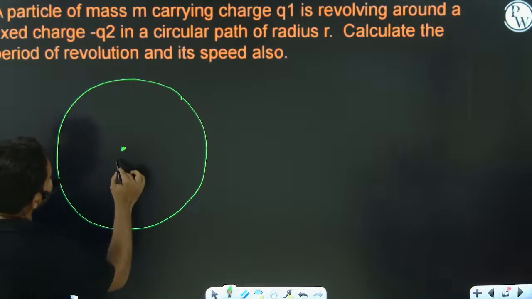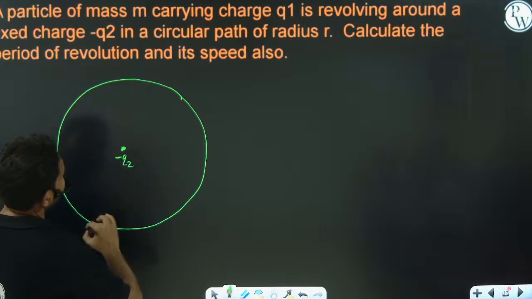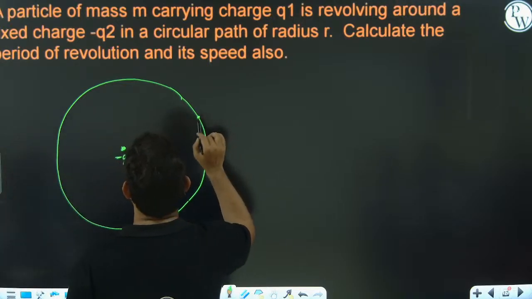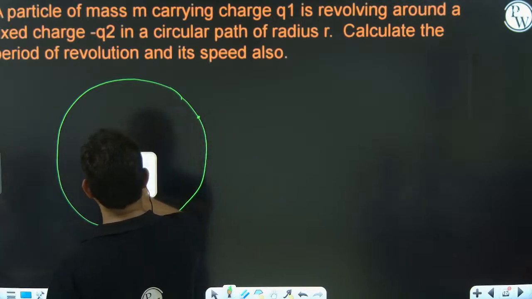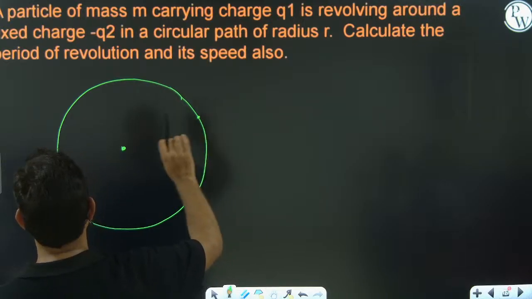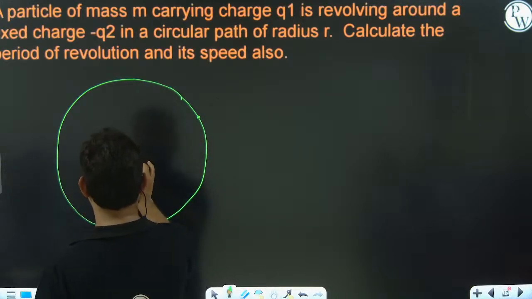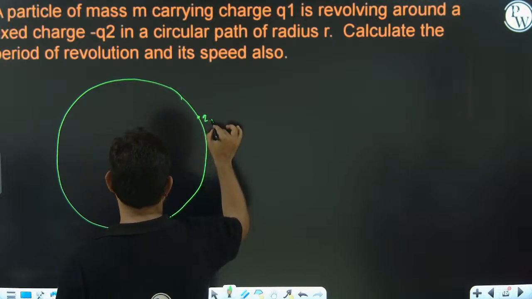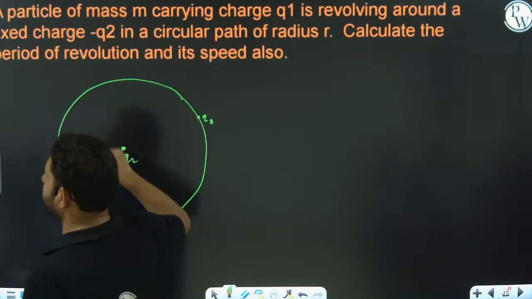There is a charge minus q2 here. And this q1, that is positive charge, is revolving around. This particle carrying plus q1 charge is revolving around a fixed charge q2. This is minus q2 and this is q1. This q1 is revolving around it, beta.